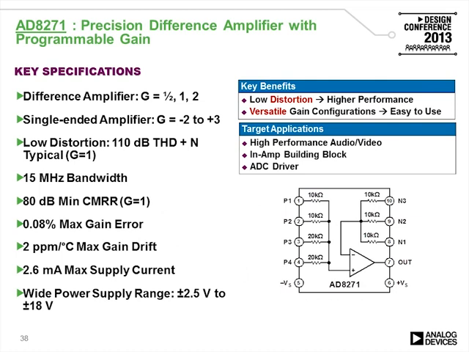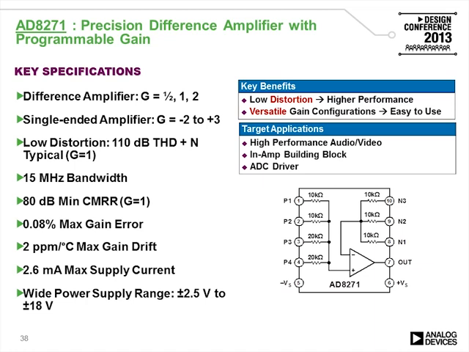A difference amplifier that has been designed to be very flexible is the AD8271. This amplifier contains different passives in an arrangement that can be used to create difference amplifiers with gains of 1/2, 1, and 2, or single-ended amplifiers with a gain of -2 to +3. Distortion is very low and bandwidth is very wide for a precision amplifier.